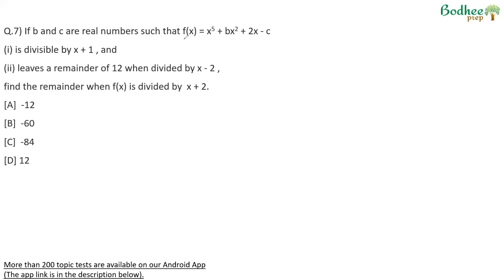If b and c are real numbers such that f(x) is equal to x raised to power 5 plus bx squared plus 2x minus c is divisible by x plus 1. So using the remainder theorem, we can say put x plus 1 is equal to 0, x is equal to minus 1. Substitute minus 1 here.